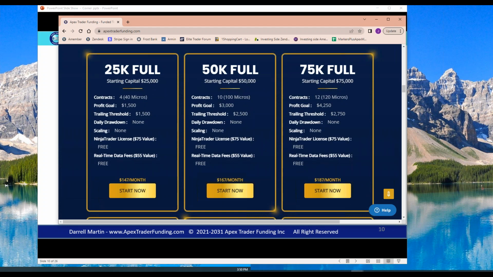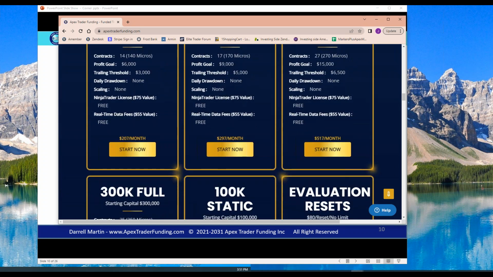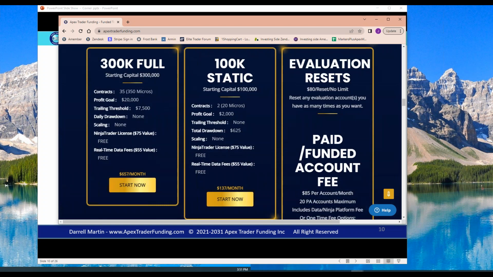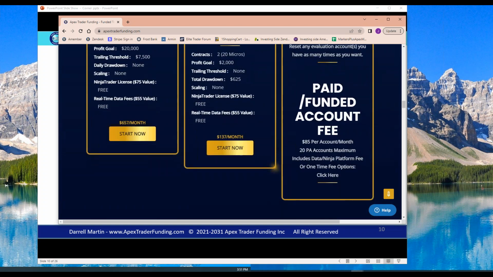Dennis just asked, once we get funded, are there any more fees? Well, whatever size evaluation account you choose here has a different price on it, as you see. The bigger the account, the higher the price. Again, this is for an evaluation account. As soon as you pass this evaluation, then you're no longer paying for it. Once you pass it, you then move to what's called a paid or funded account. The fee for that is $85 a month, or we have some one-time option fees like $150 lifetime.